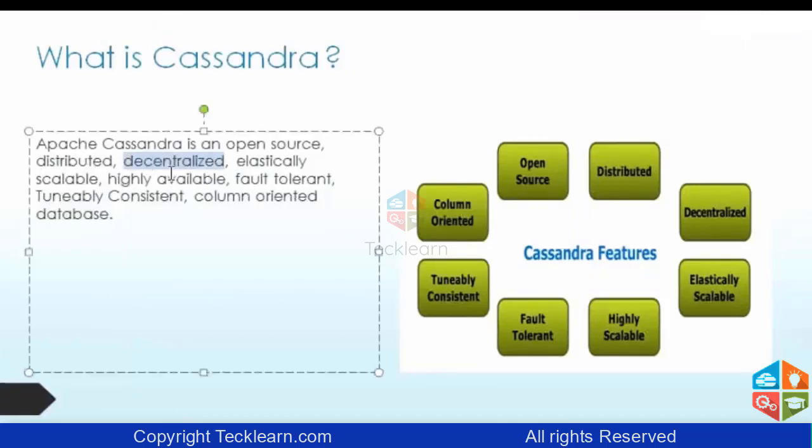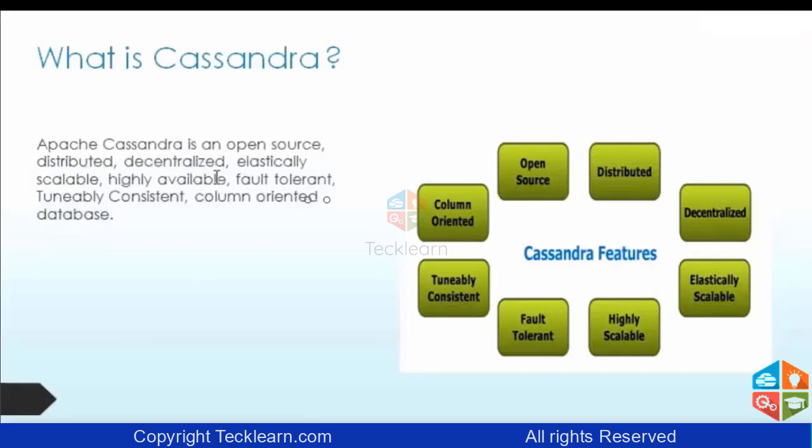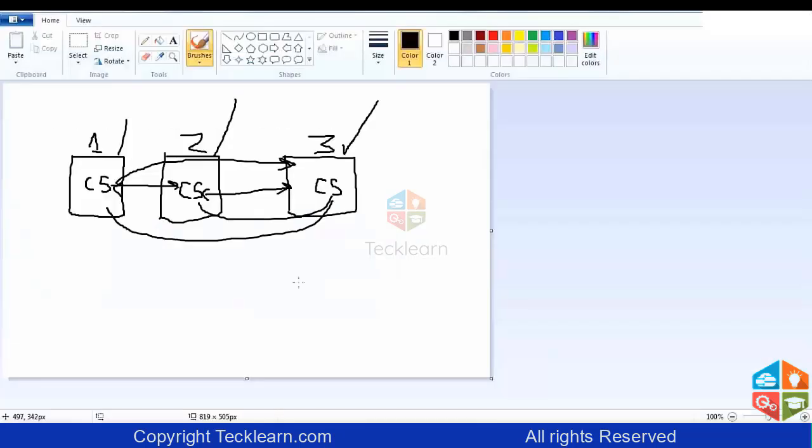So we are here on open source and distributed. Now there is something known as a decentralized database. What is the meaning of a decentralized database? It means Cassandra does not follow the master-slave architecture, right? Cassandra follows peer-to-peer architecture. What does peer-to-peer mean? Peer-to-peer means that each and every node is capable enough to do the task of another node.